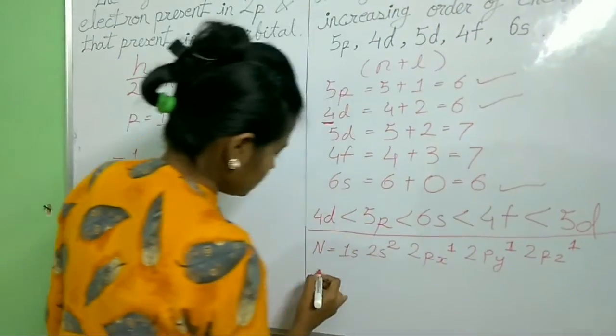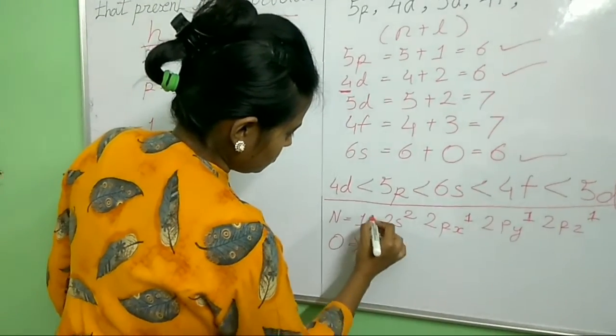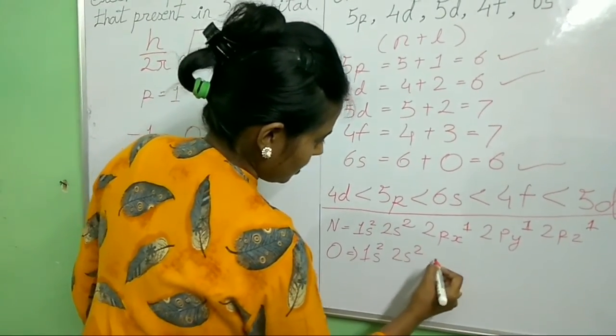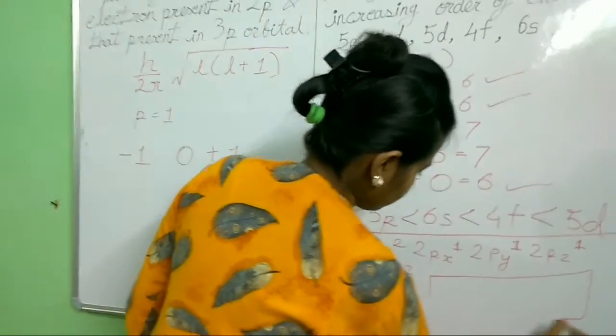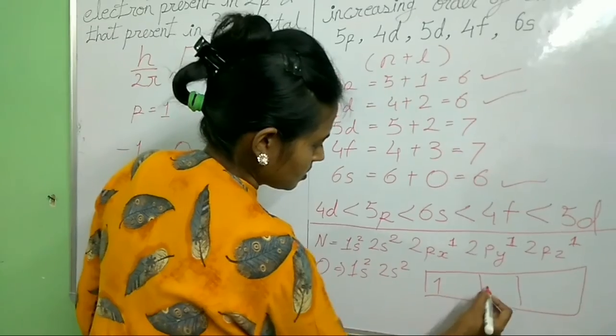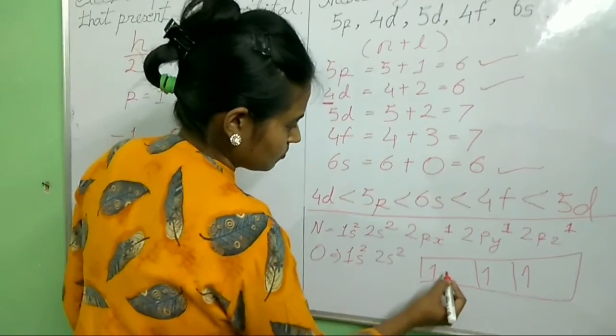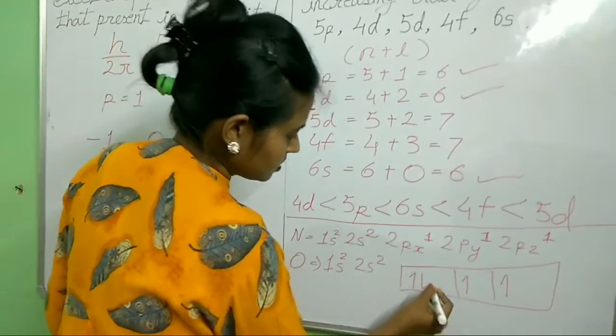But for oxygen, when we fill it, 1s2, 2s2, and for 2p how do we fill? These are the orbitals. First we fill like this, 1, 2, 3. Now singly they have filled, and then the next pairing starts from here.